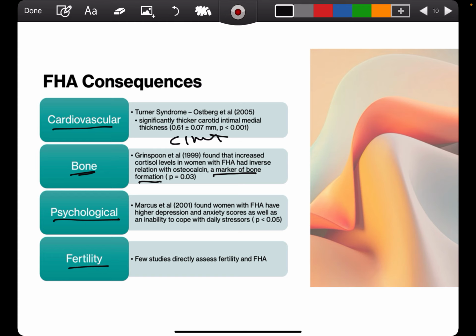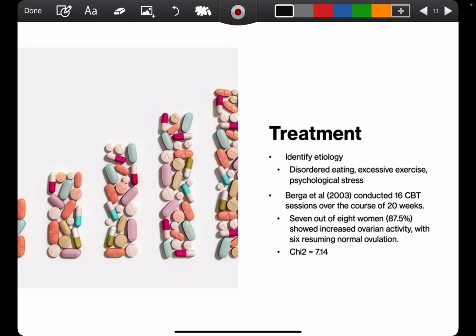Psychological consequences. Marcus et al. found that women with FHA have higher depression and anxiety scores, and an inability to cope with daily stressors. And then fertility. Oh, Shutfield et al. It's in the references, but they directly mention that there are few studies that directly assess fertility and FHA, which I don't think is a surprise, because logically the literature knows that FHA is a cessation of the menstrual cycle, and without the menstrual cycle, there's obviously no possibility of getting pregnant.